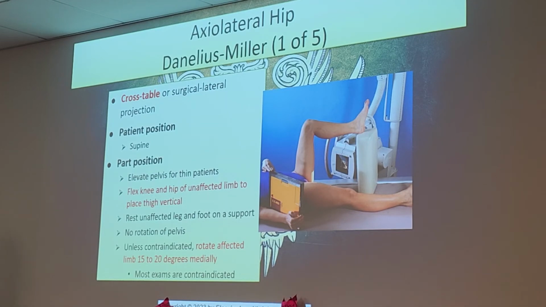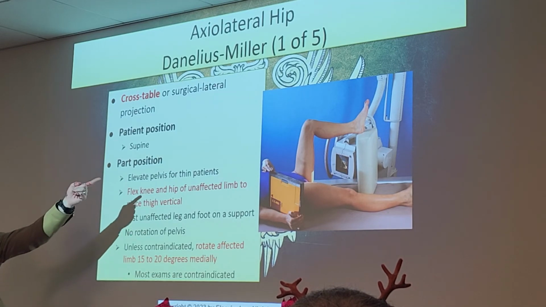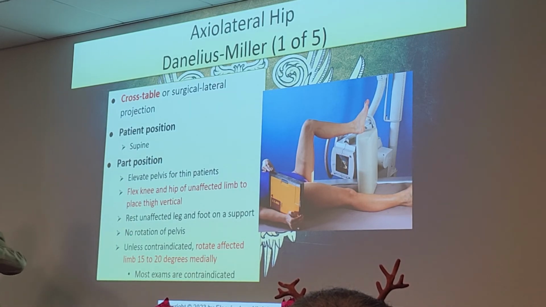Now, part position. We're going to elevate the pelvis for our third patients. We're going to flex the knee and hip of the unaffected limb to place the thigh vertical. By the way, even though you see in this picture the patient has their leg rested on the tube, we do not do that anymore. I learned in school to put it on the tube. They've since stopped doing that.